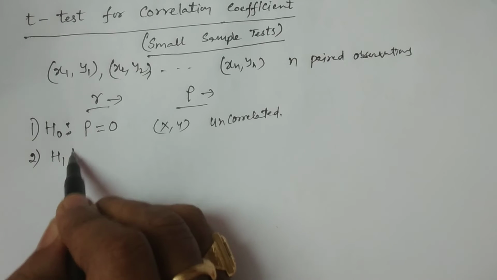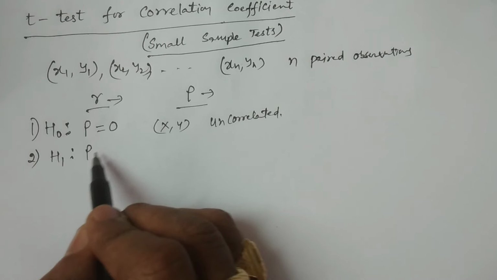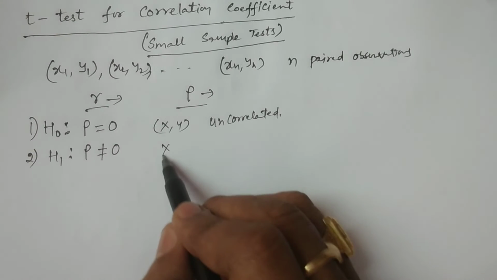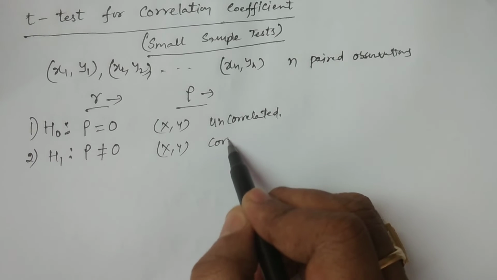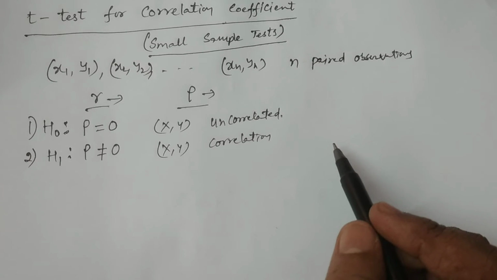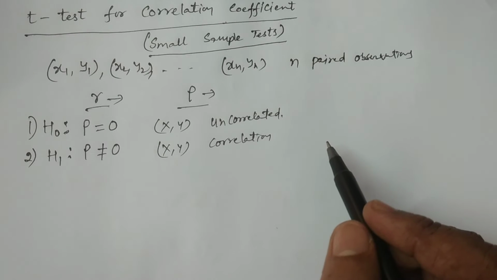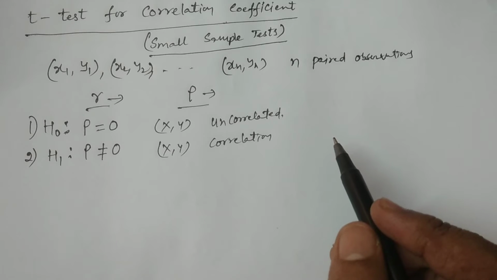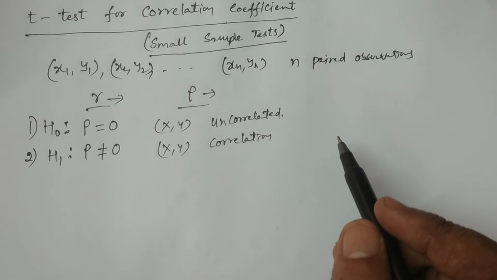And H1, the alternative hypothesis, is rho is not equal to 0. That is, x and y are correlated, which means there is a correlation between the random variables x and y. So this is the null hypothesis and the alternative hypothesis, both based on the correlation coefficient. The test is conducted purely on the correlation.